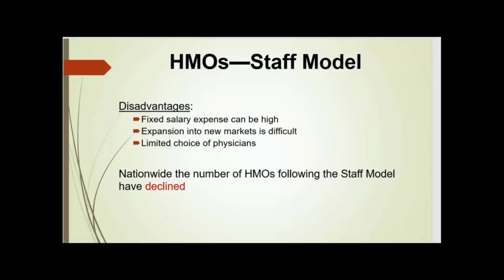Now for disadvantages. There are 2 main disadvantages. First, the large fixed salary expense, which often prevents expansion into new markets, and then a limited choice of physicians for the enrollees. Nationwide, the number of HMOs following the staff model has declined.